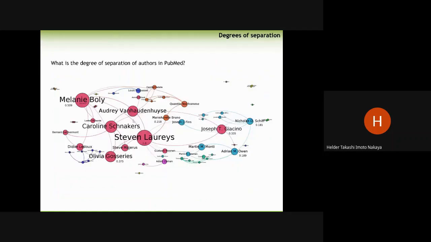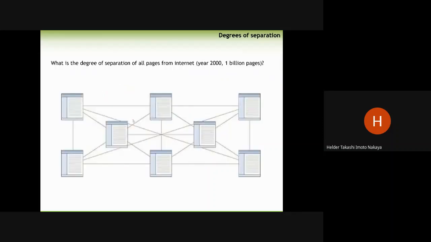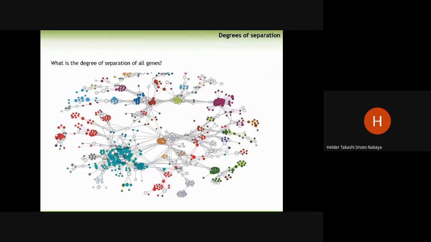What about authors in PubMed? You're going to see that it is around 5. That means having an Erdős number of 5 does not mean anything, because that's the average of the authorship network. And what about the pages on the internet? In the year 2000, when there were only 1 billion pages, it was around 19. And what about the degree of separation of all the genes? Well, look, it's only 3. That means you can connect any gene with any other gene through 3 connections.